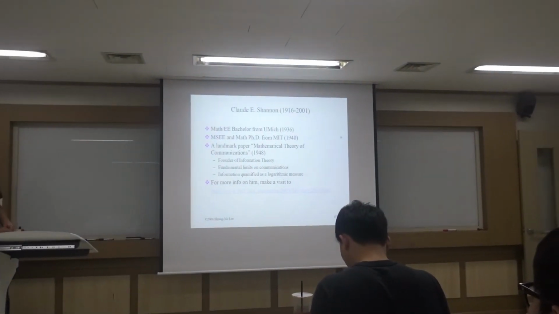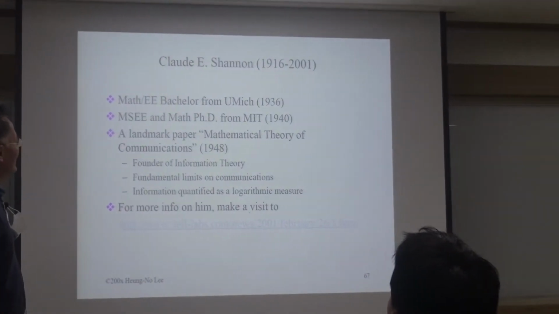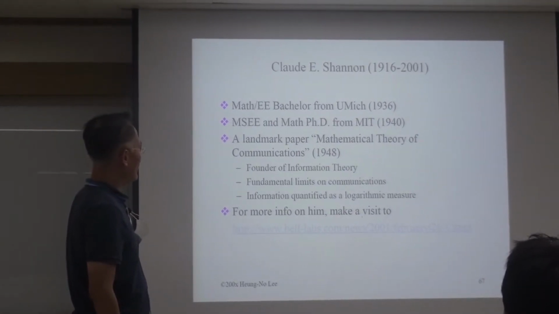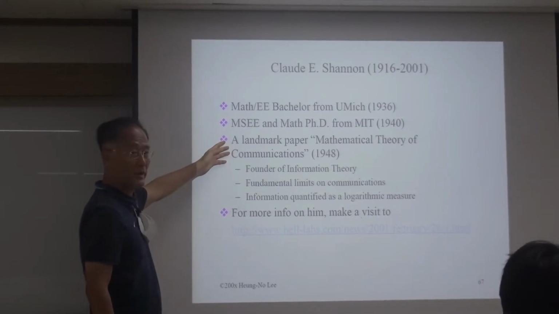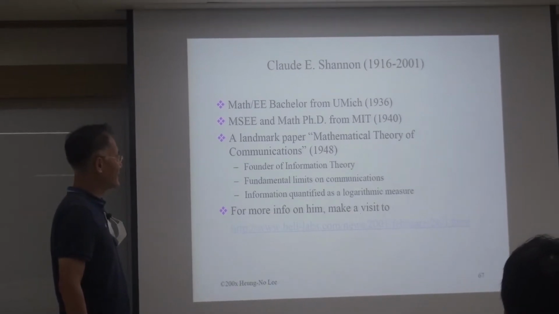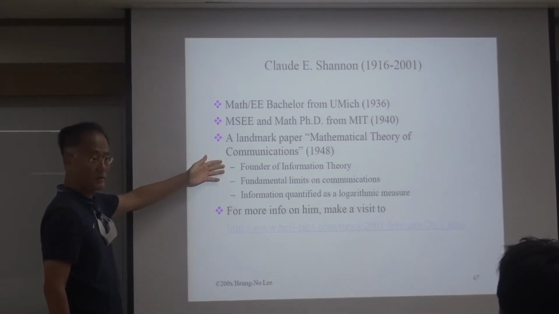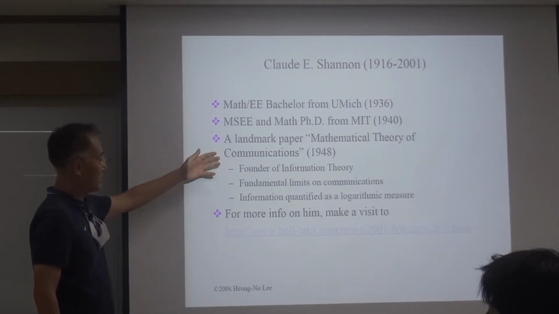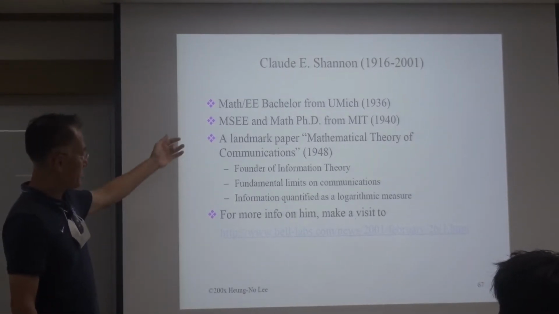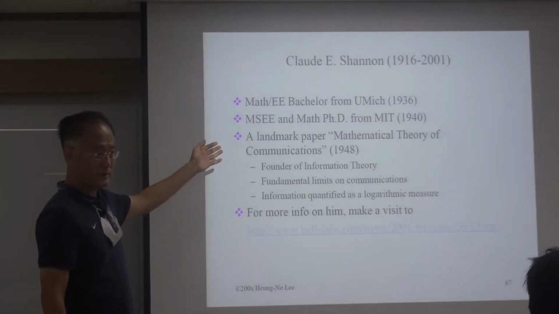Okay. So this is about Claude Shannon. Basically, he passed away in 2001. He wrote this landmark paper, Mathematical Theory of Communication, in 1948. This laid the foundation for information theory, and because of this paper, we have a digital age today. In this paper, he talked about ones and zeros as a basic measure of information, right?